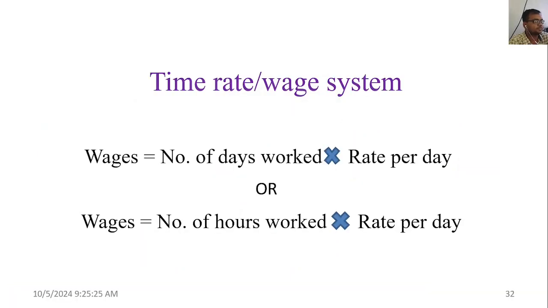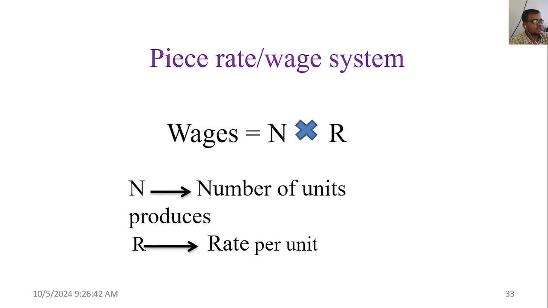So we'll see the outline of how a time-based system works. In a time-based system, you usually provide the wages in terms of the number of days worked or the number of hours worked. So the rate fixed per day multiplied by the number of days will give you the wages. If you are fixing it in terms of hours, you do the same. In a piece rate wage system, wages are the multiplication of the number of units produced and the piece rate per unit. So it's purely based upon quantifying the output, not with respect to time.